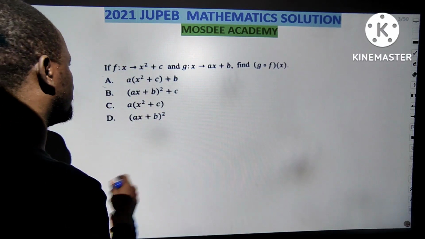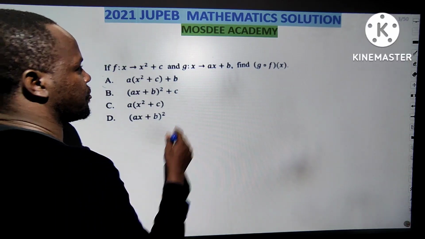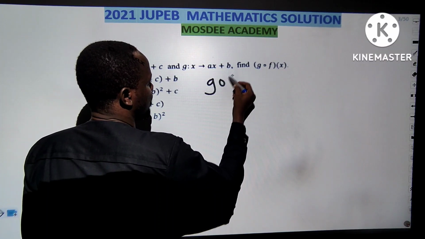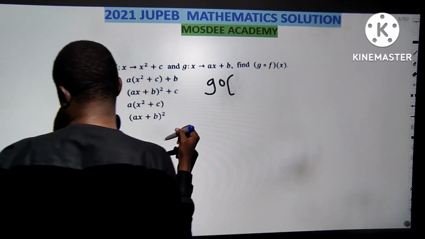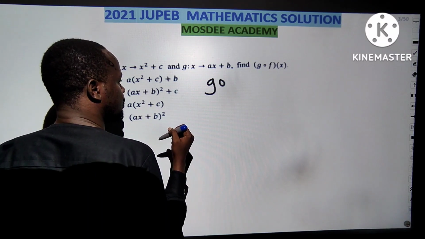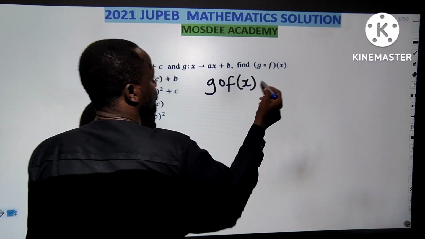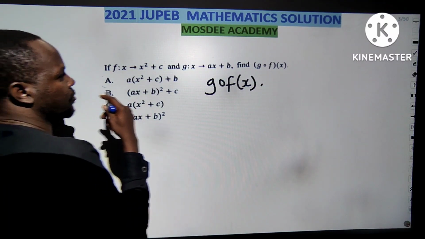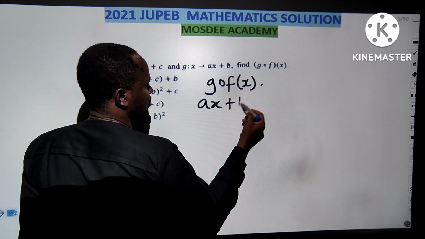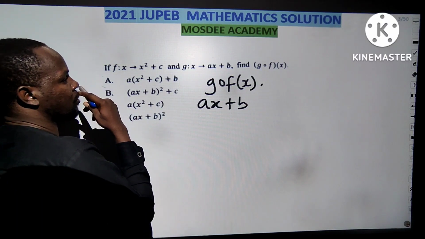Thank you very much. f of x is x squared plus c, g of x is ax plus b. Find g of f of x. So I'm looking for g of f of x. What is g? g of x is ax plus b. So where I see x, I'm putting the value of f of x.